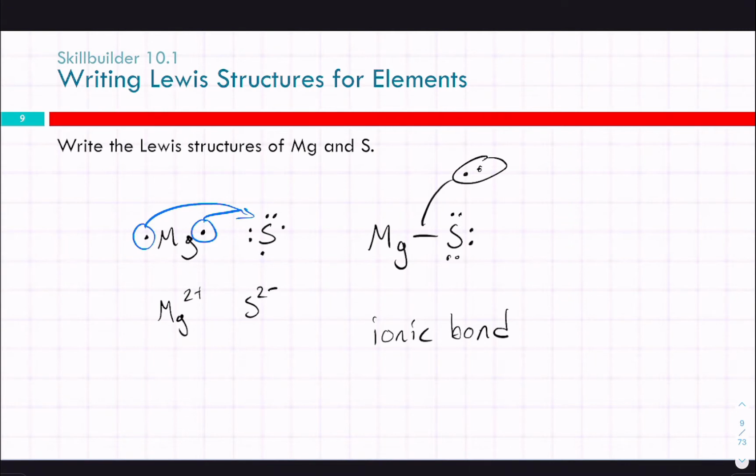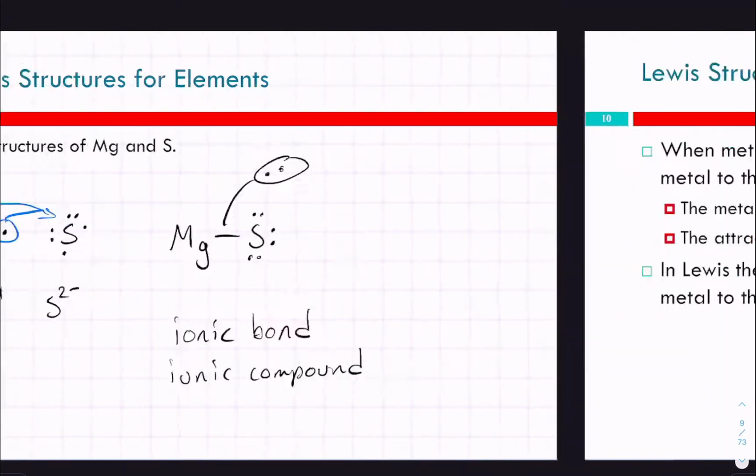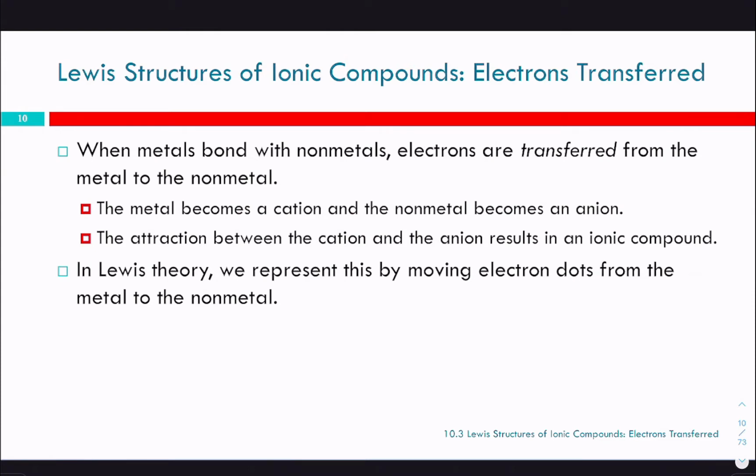If you remember nomenclature, this is also an ionic compound because it involves a bond between a metal and a nonmetal. So again, when metals bond with nonmetals, electrons are transferred from the metal to the nonmetal. They transfer as many electrons as are needed to get the metal to its octet and the nonmetal to its octet. In doing so, the metal becomes a cation and the nonmetal becomes an anion. Actually, for these compounds, they don't really form a bond per se, but they stick together because now they're opposite charges, kind of like opposite magnets. So that's why it results in an ionic compound. In Lewis theory, we represent this by moving those electron dots from the metal to the nonmetal.